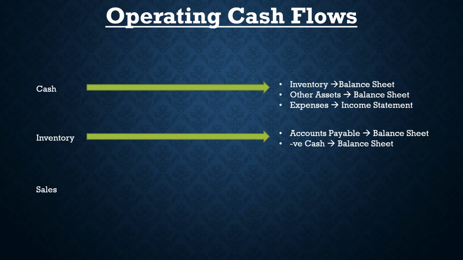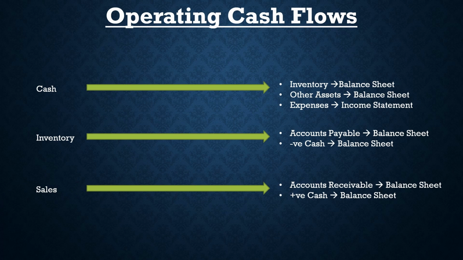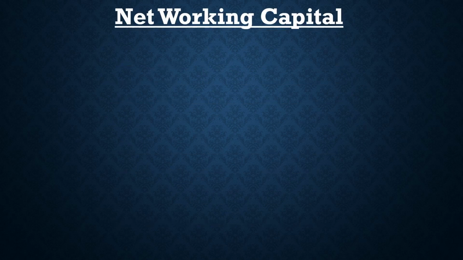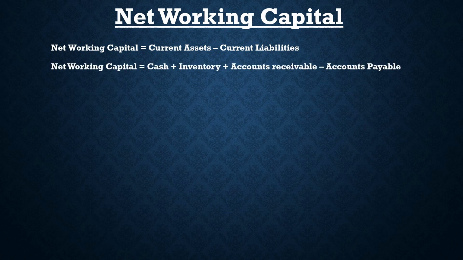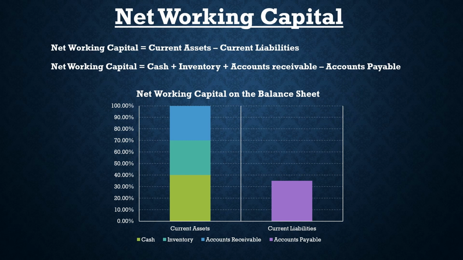Making sales implies that we have, where the sales were on credit, accounts receivable, which is a current asset on our balance sheet, or we have received cash if the sale was for cash. This cash is also a current asset on our balance sheet. We also recall from video number 24 that our net working capital is equal to current assets minus current liabilities. Breaking this down further, we can state that net working capital is equal to cash plus inventory plus accounts receivable minus accounts payable.